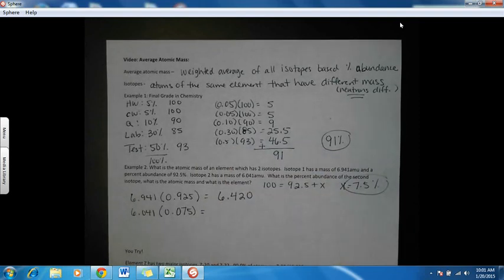Again, when we are rounding based on our significant figures, what was measured, the mass was measured. The percent abundance wasn't measured. We would calculate the number of atoms. We would add the number of atoms.